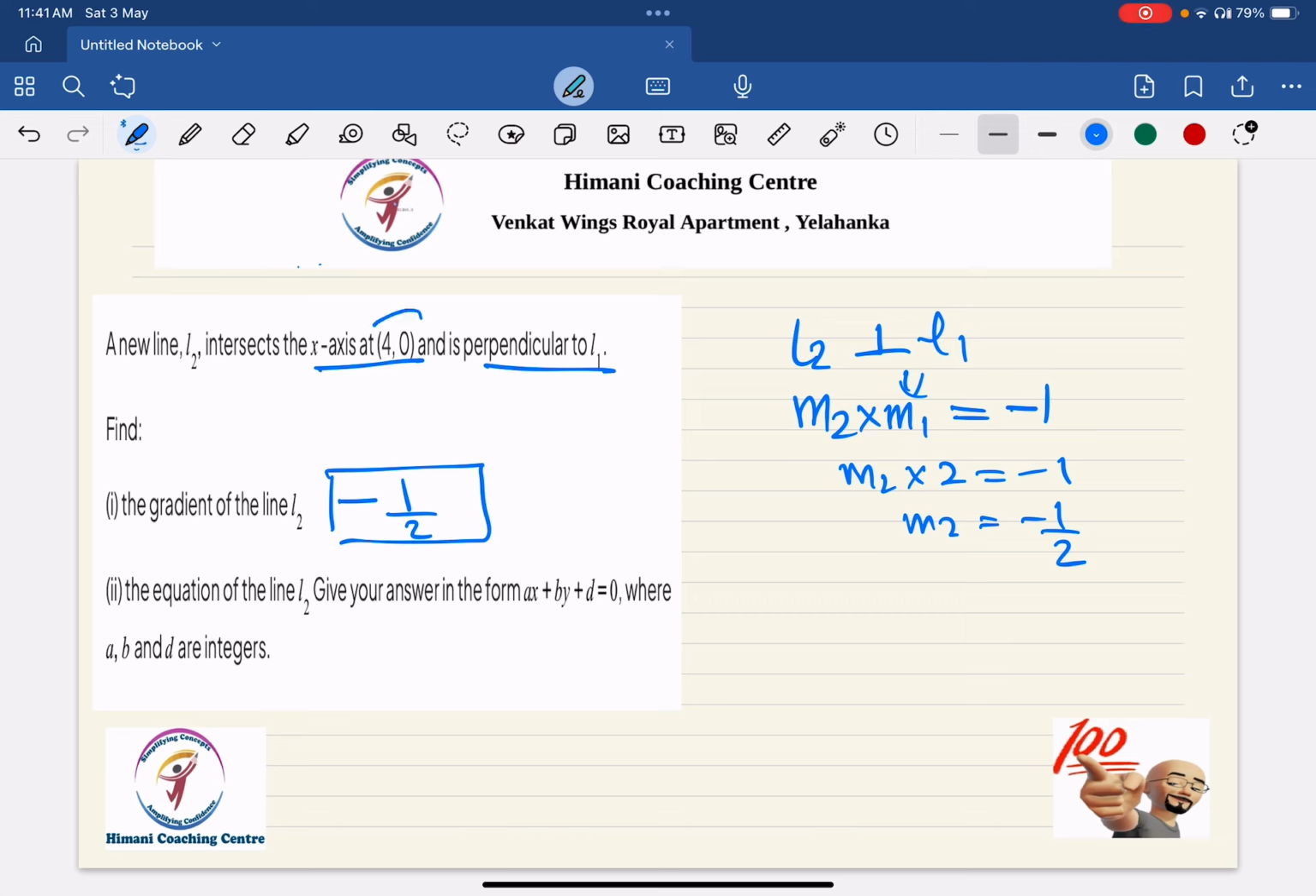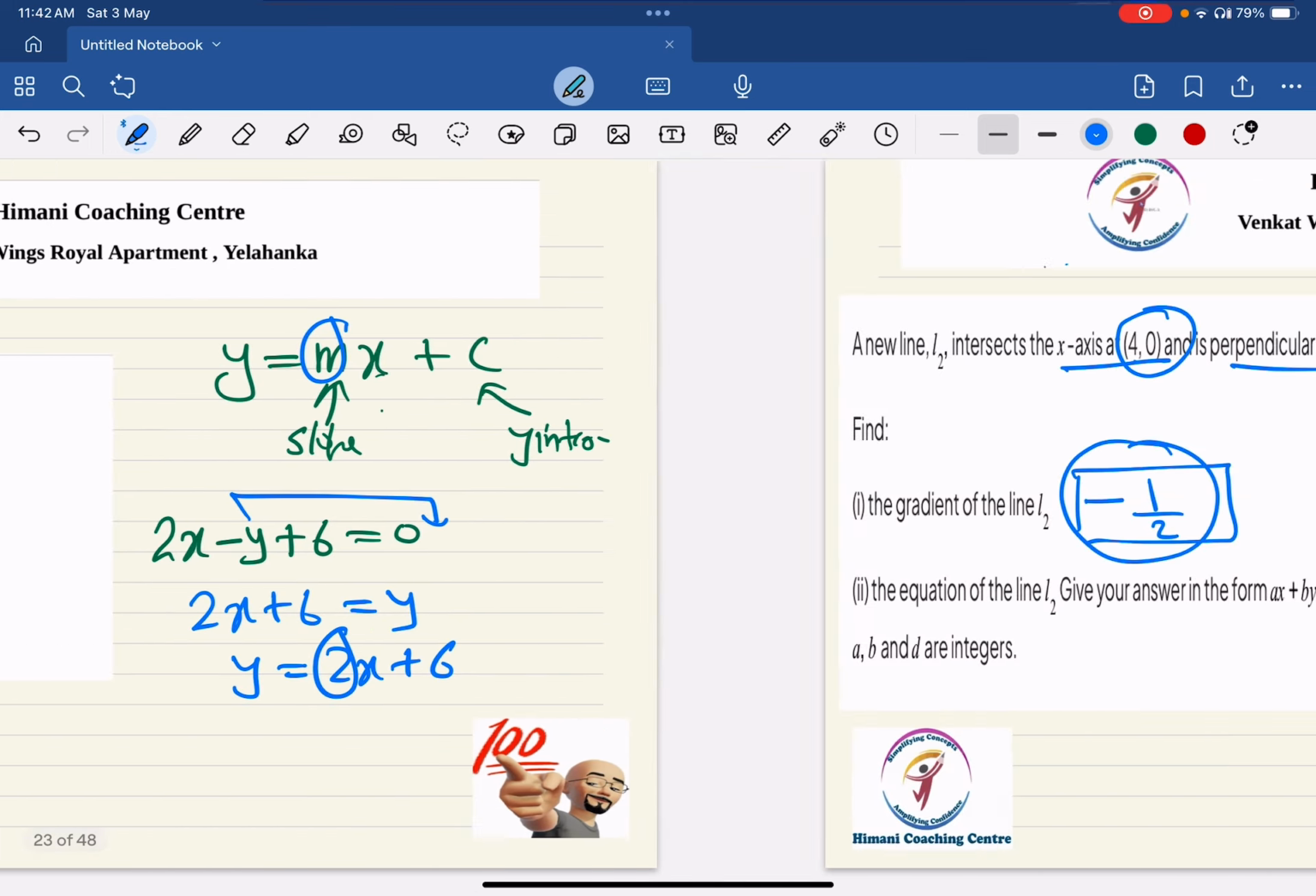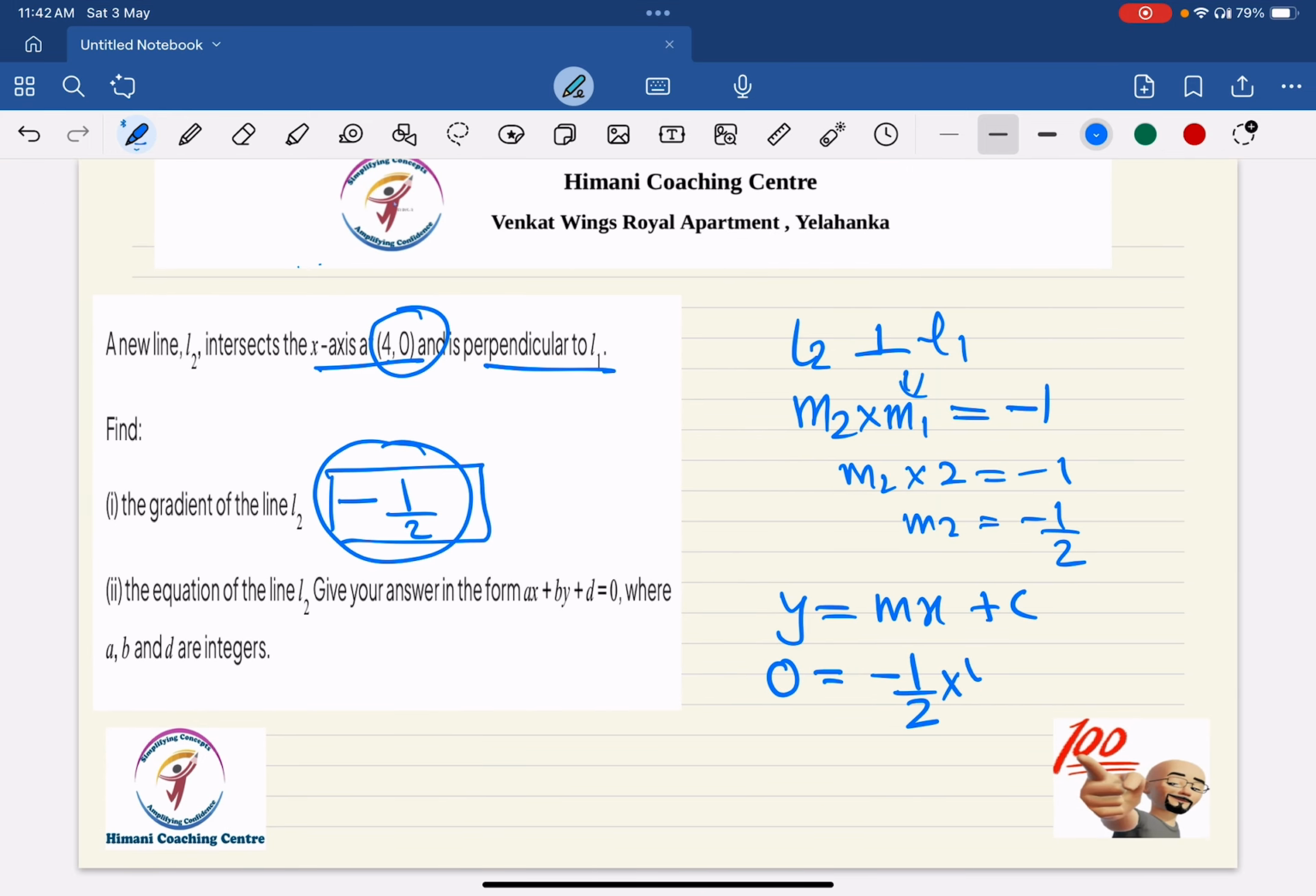Now, since the line passes through (4, 0), we can use this. So I write y equals mx plus c. We know that it passes through (4, 0). That means x is going to be 4, y is going to be 0, and slope m is minus half. So let us do that. Instead of y, I am putting 0. Slope is minus half. Now we will have to put x, which is 4, plus c, which we want to find. So we get minus 2 plus c equals 0, or c is equal to 2. So the equation of the line will become y equals minus half x plus 2.